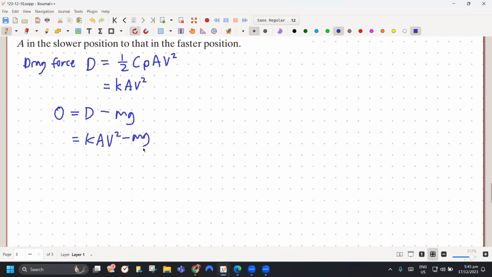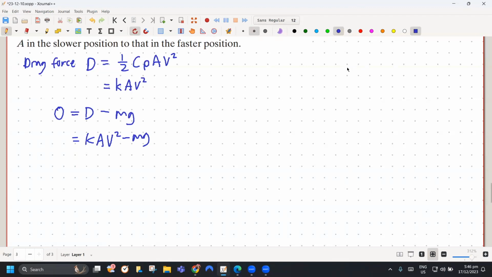So minus mg. So that whole thing should be equal to 0. Okay, now look at the situation in the problem. What happens is that the same equation works for the different terminal speeds along with the associated areas. So from there, you can have two equations.